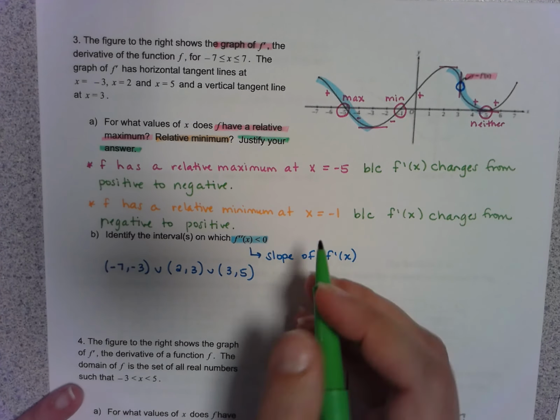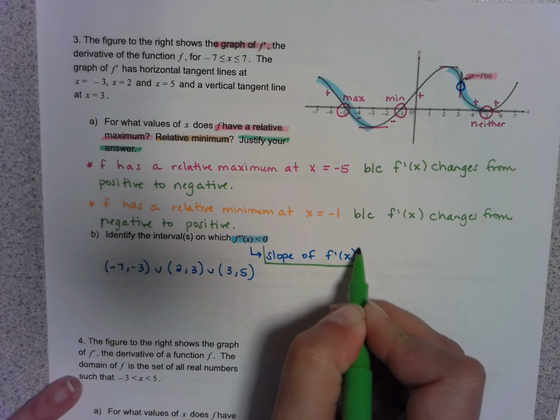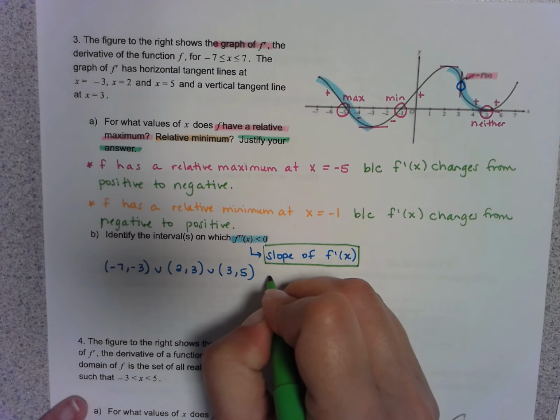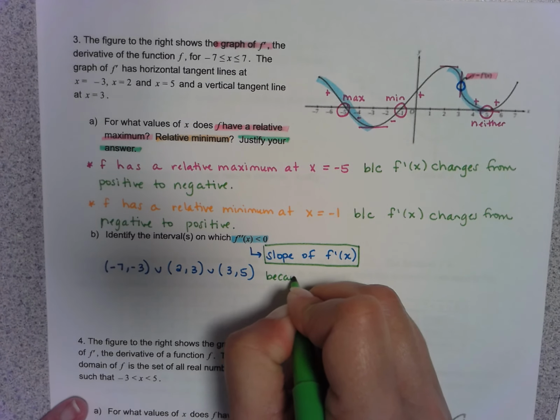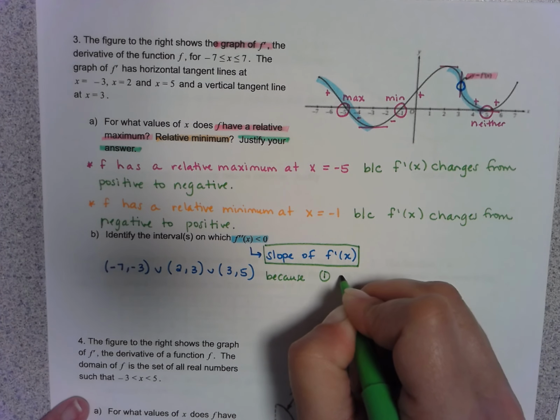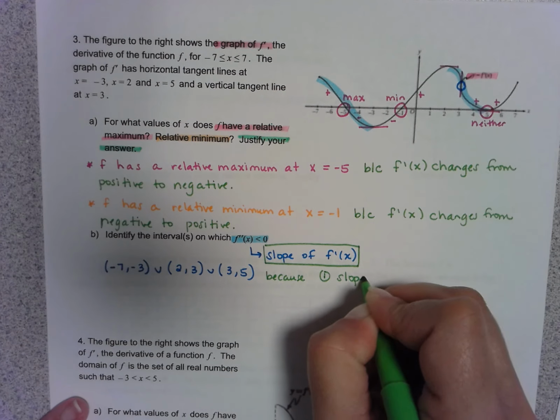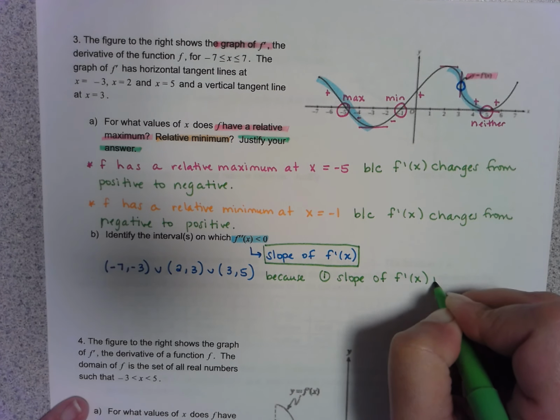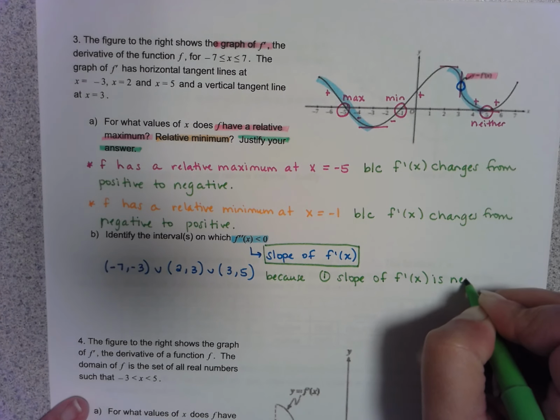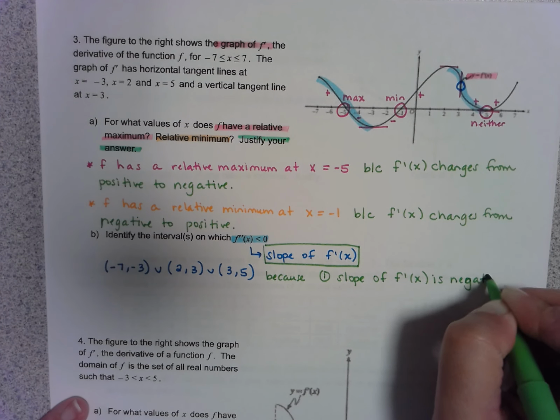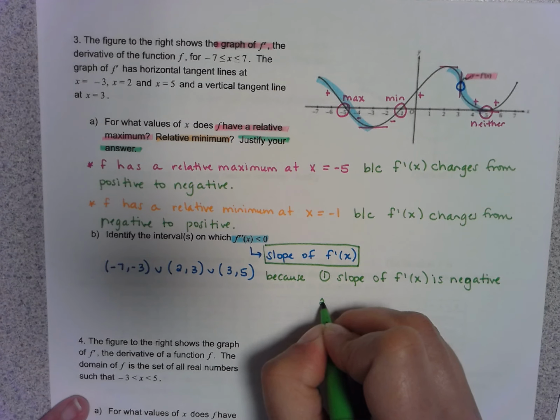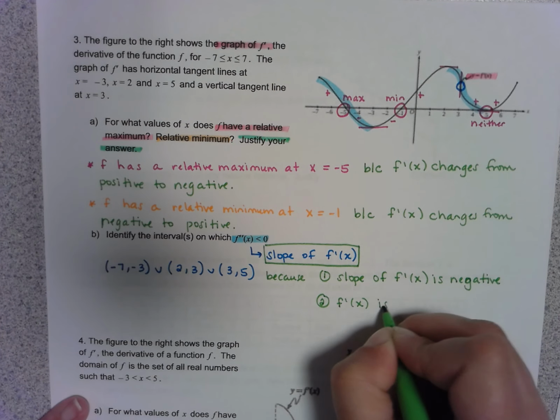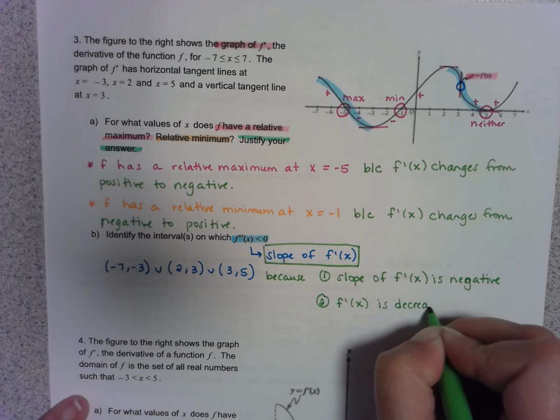Now we're going to justify our answer by saying what it was about this graph that we looked for. So we can do this in 2 ways. Option number 1 is to say the slope of f prime of x is negative. Option number 2 is to say f prime of x is decreasing.